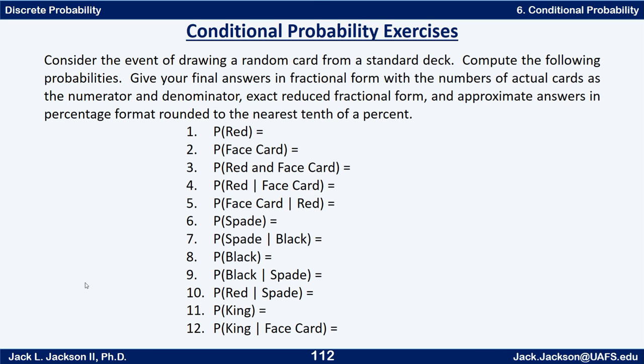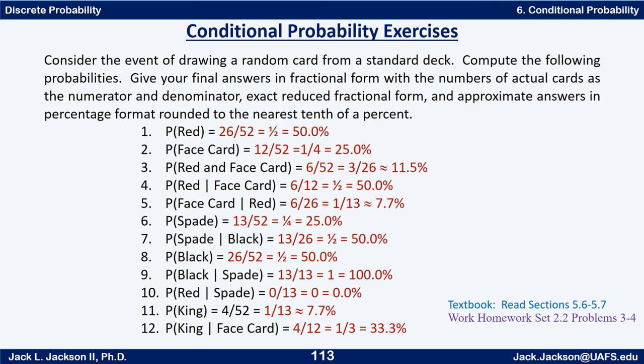Okay, hopefully you're back and you've worked through this yourself. Hopefully you were able to get these without too much trouble. So the probability that it's a red card: there are 26 red cards in the deck and 52 total. So that's 26/52, or half. Half the cards are red, so half or 50%.